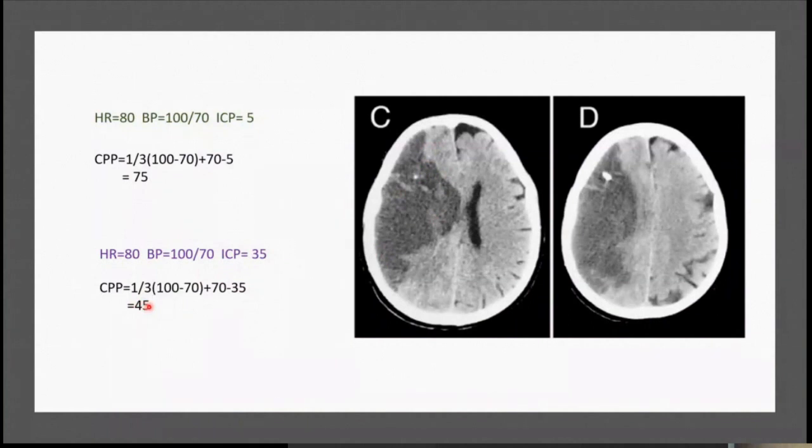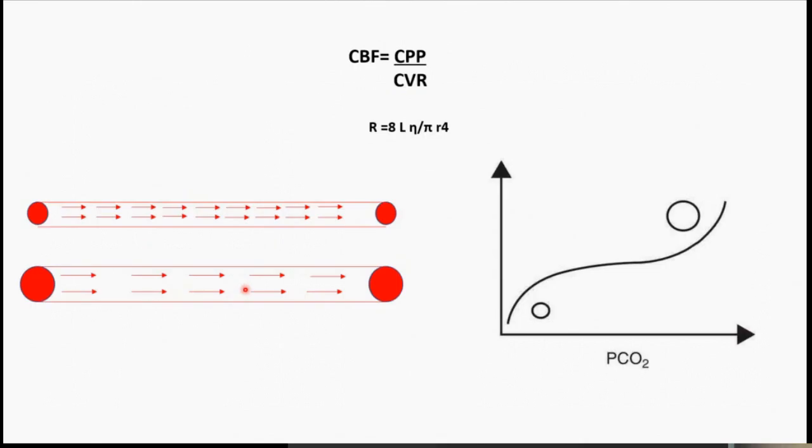And in this situation, I have two options. Either I increase the MAP or I treat his increase in intracranial pressure. And there are different methods to treat the intracranial pressure, and we will come and discuss it towards the end of this seminar today. So let's go back and see what is the cerebral vascular resistance.